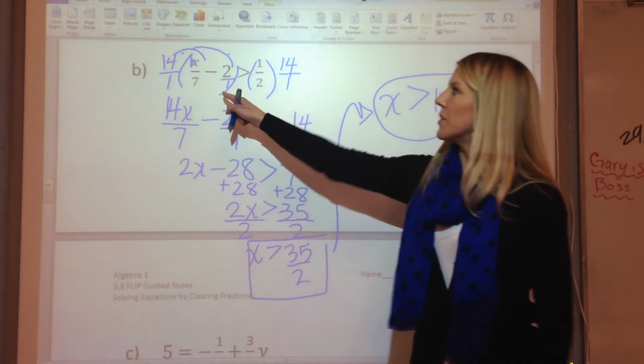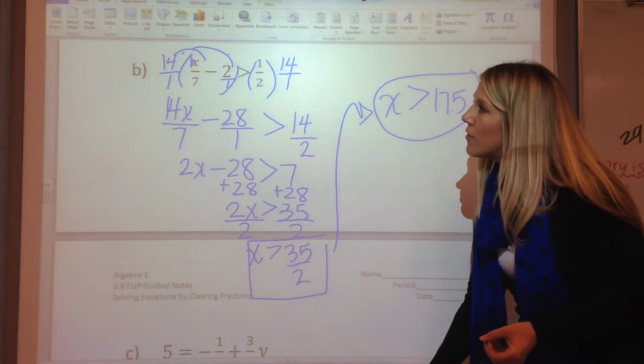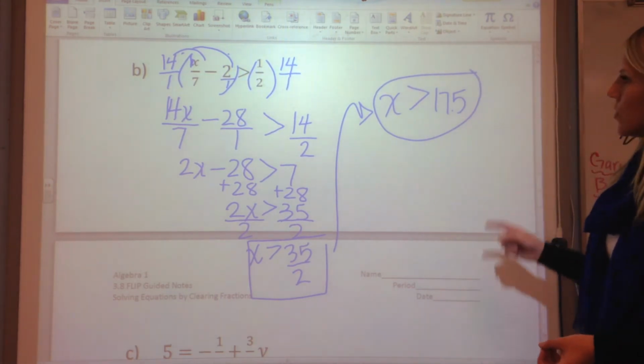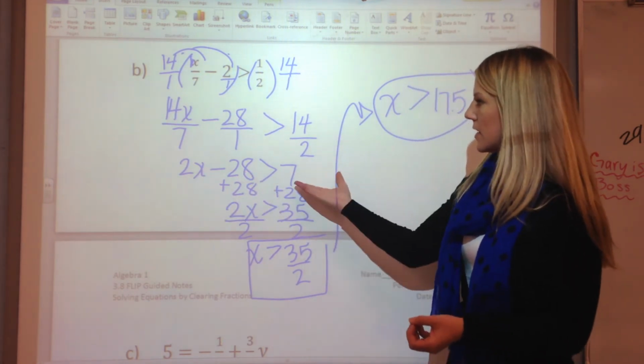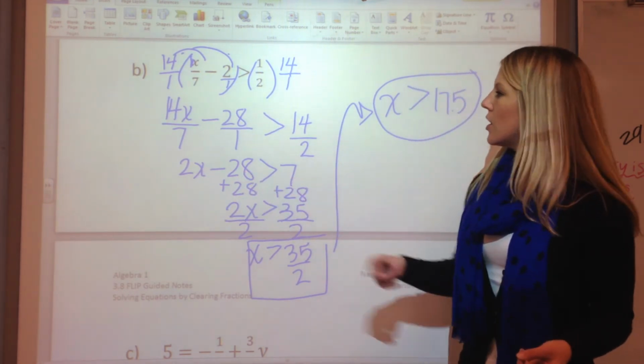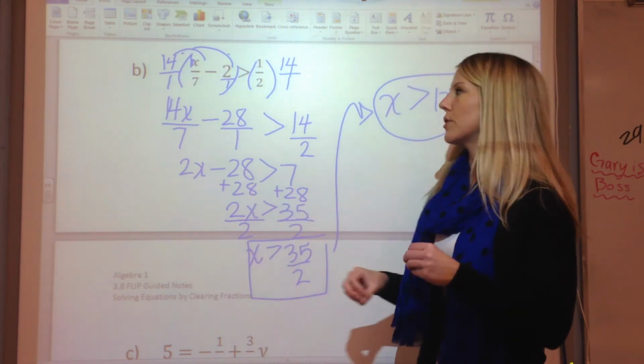So again, 7 and 2 are the denominators, so I cleared my fractions by finding the common denominator of 14. Notice I have integer coefficients, 2, 28, and in this case my constant is just a 7. So my coefficients, the numbers in front, or all the numbers I'm working with now, are integers.